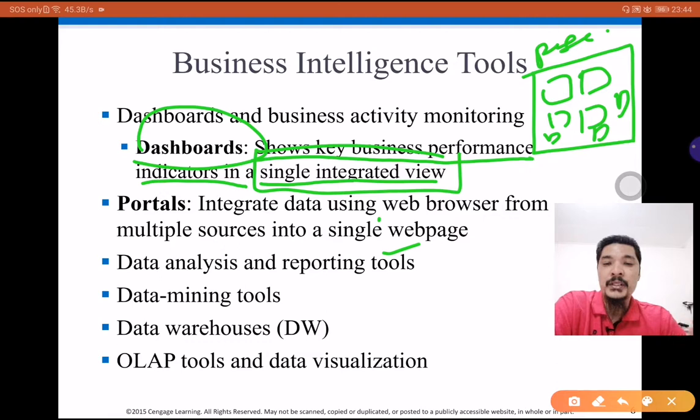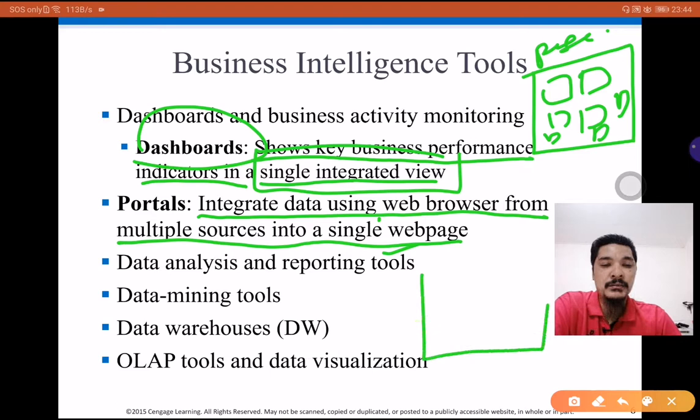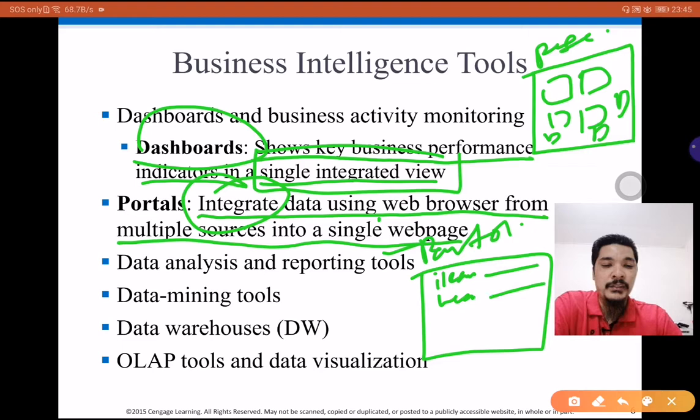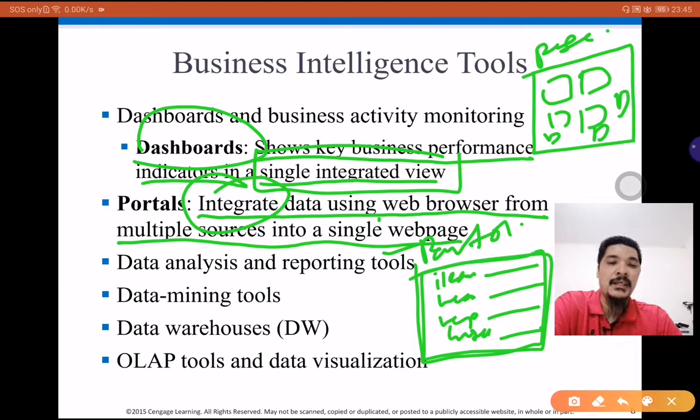Compared to a portal, a portal integrates data using a web browser from multiple sources into a single web page. The keyword here is integrate. For example, why they call yours a student portal is because inside there you have iLearn, they have a link here, HEA has a link here, HEP has a link here, and maybe hostel, for example. So these are all links, but still in a single web page, and they integrate all the web browsers. This is what we call a super web browser: iLearn, HEP, HEA.